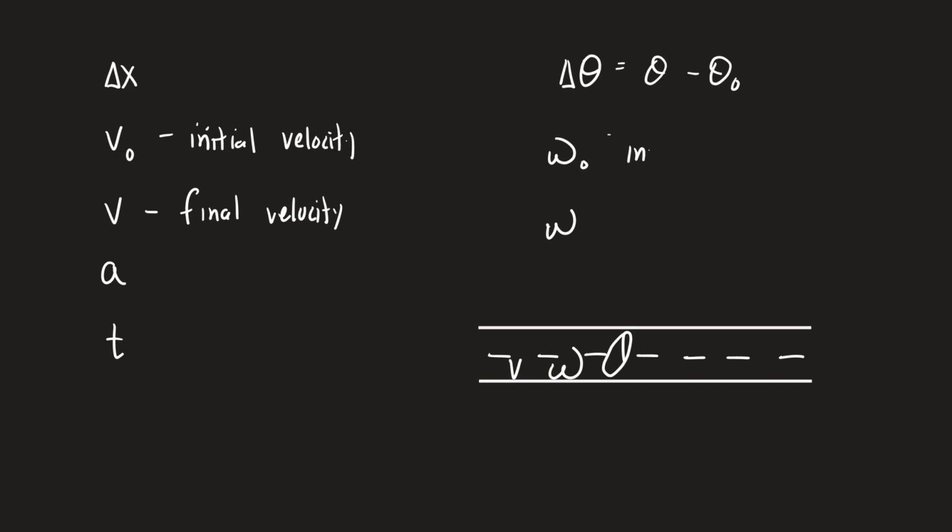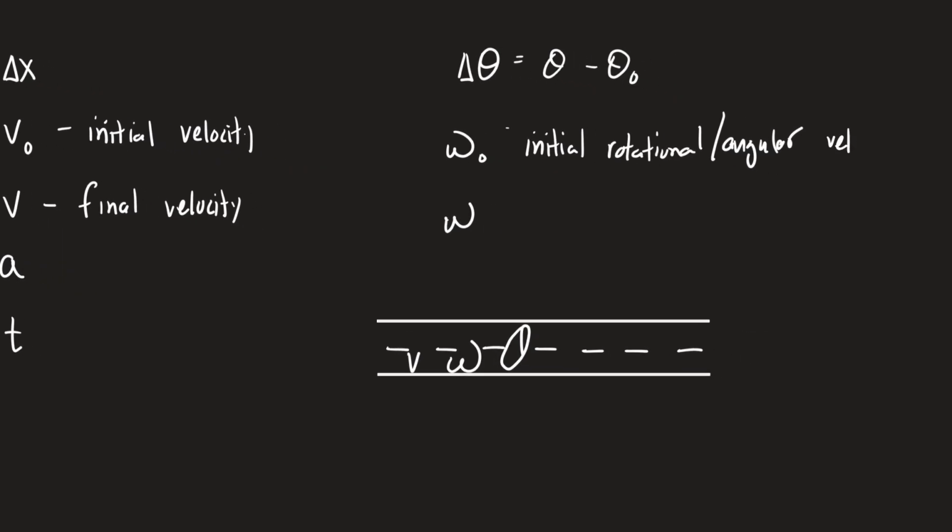This represents initial rotational or angular speed, velocity. And this will be final rotational or angular velocity. It could be either word. They could say rotational velocity, they could say angular velocity. They mean the same thing.